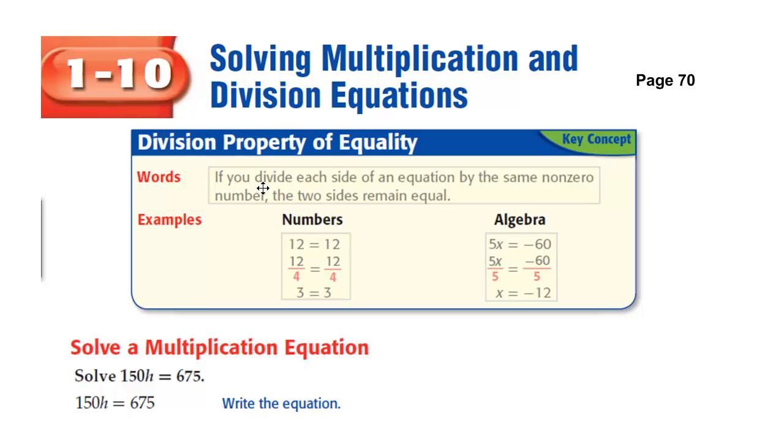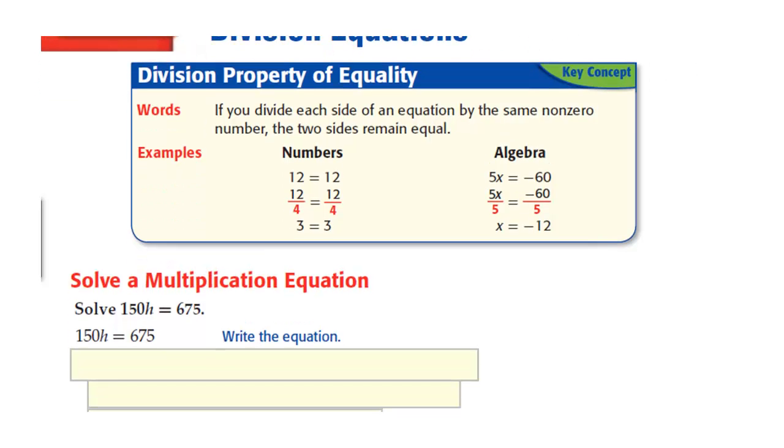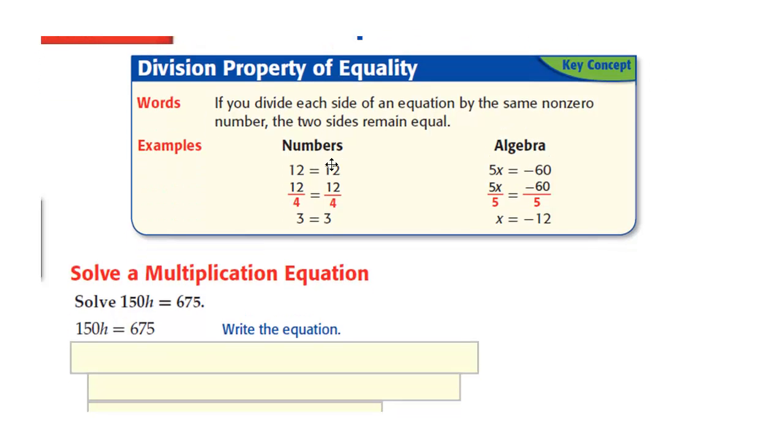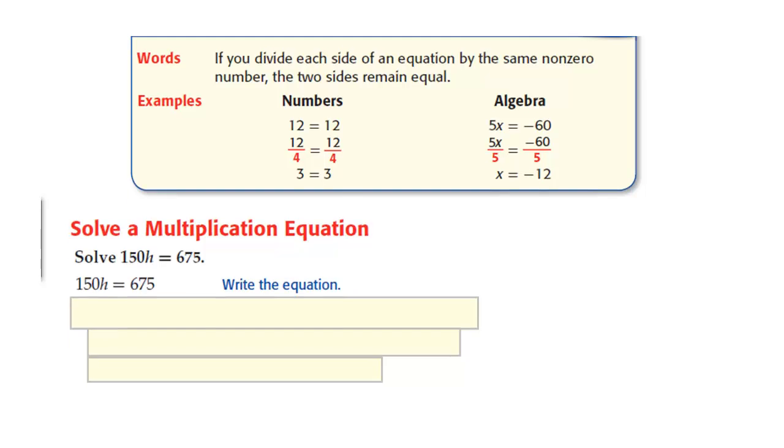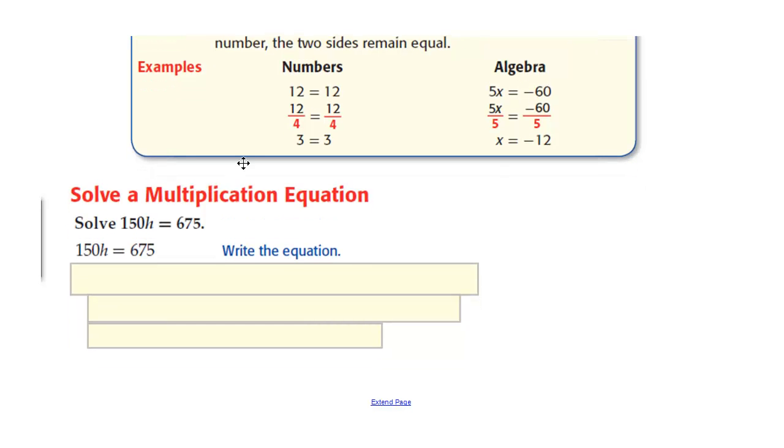In words, if you divide each side of an equation by the same number, remember we can't divide by 0 is the only thing we can't divide by, the two sides remain equal. And we're going to find that to be true with multiplication as well. They give you a couple of examples there. If you start out with 12 is equal to 12 and divide them both by 4, you still get 3 equals 3. It doesn't make any difference. So let's take a look at how that helps us to solve some equations.